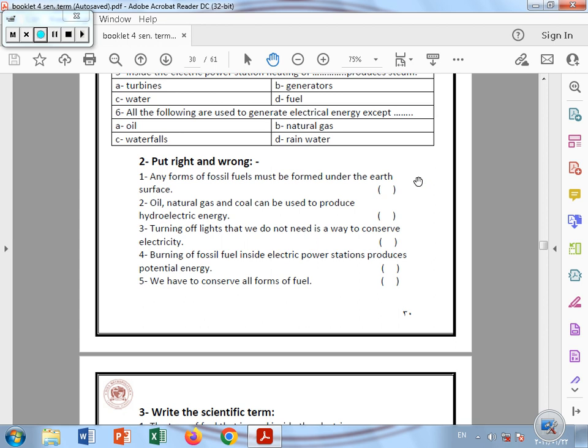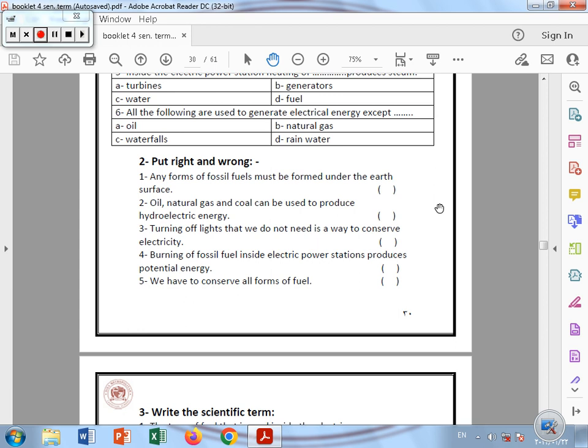Number 2: oil, natural gas, and coal can be used to produce hydroelectric energy. No, that's wrong. They can be used to produce electrical energy, not hydro. Hydroelectric energy comes from the dams and the water.